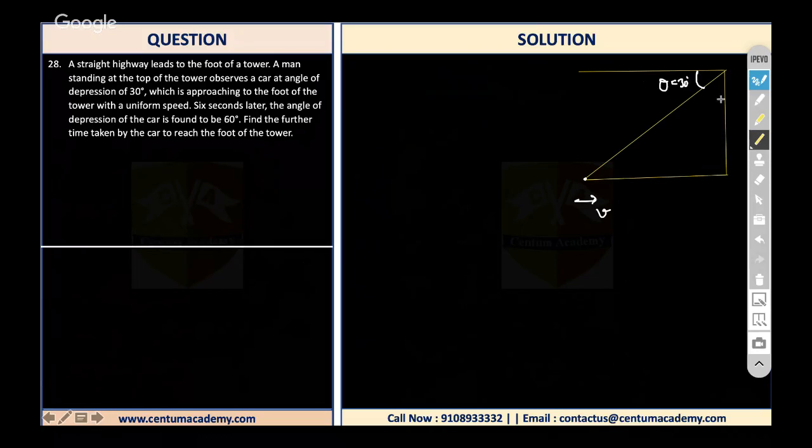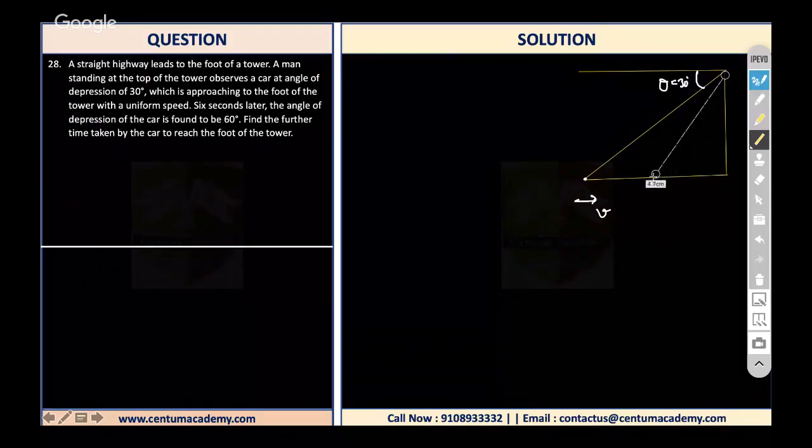It is a very similar problem, similar to the previous case. This angle phi is 60 degrees. Okay, find the further time taken by the car to reach the foot of the tower. Exactly similar to the previous question. So I will not write the steps, but I'll solve the problem so that you at least get a hang of it. So this is 60 degrees clearly. This is 30 degrees, and 6 seconds later the angle of depression.